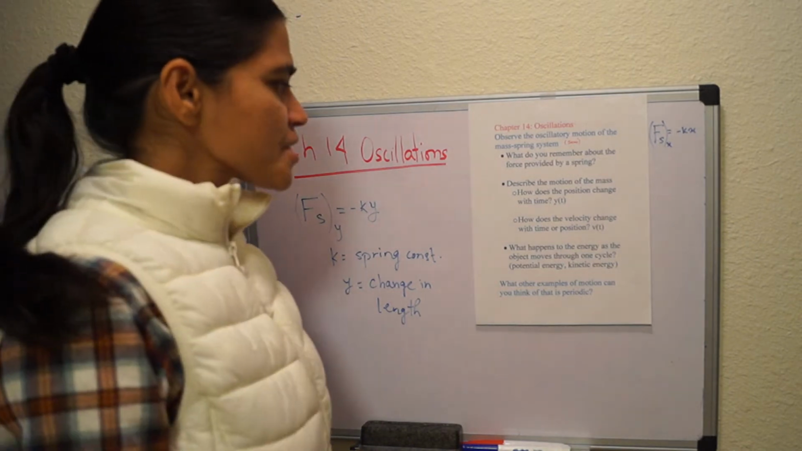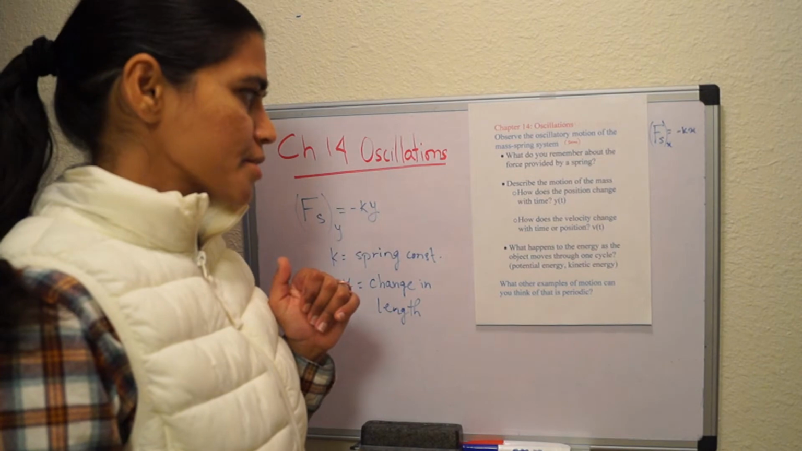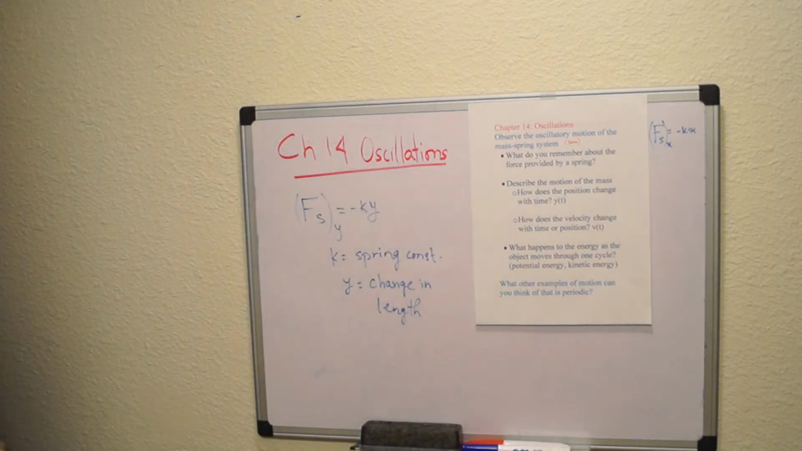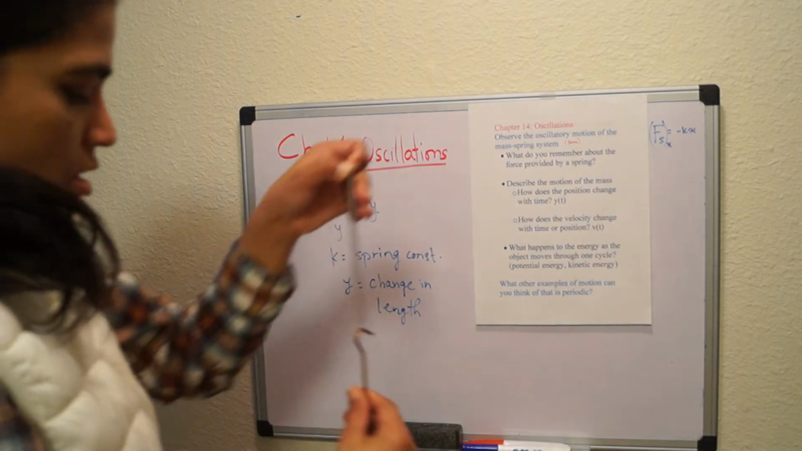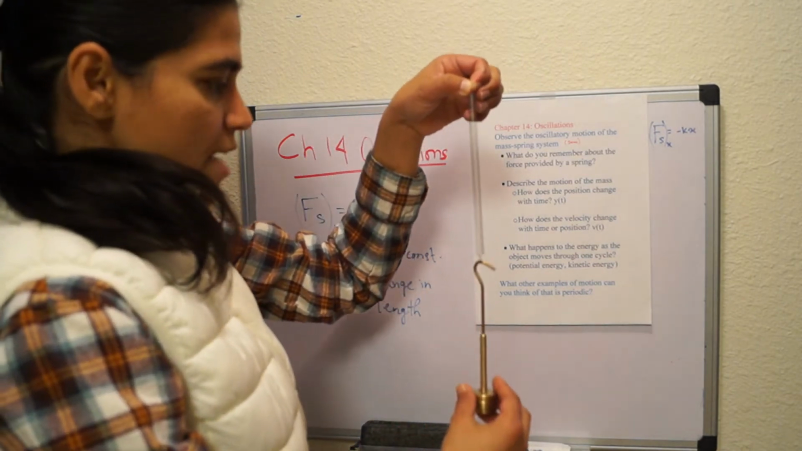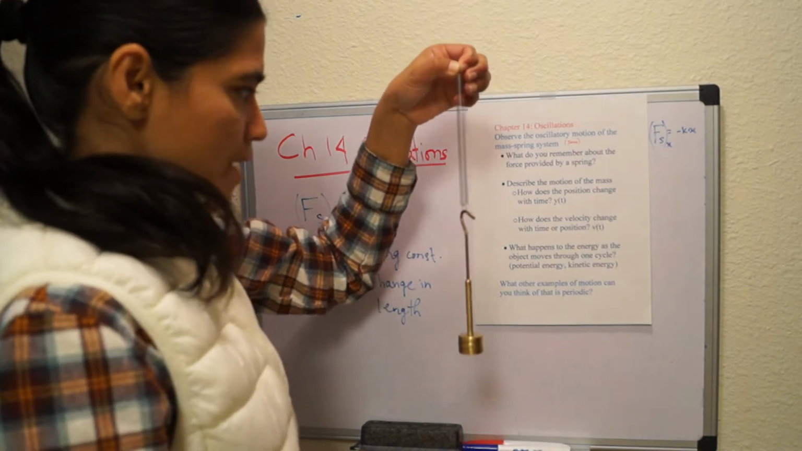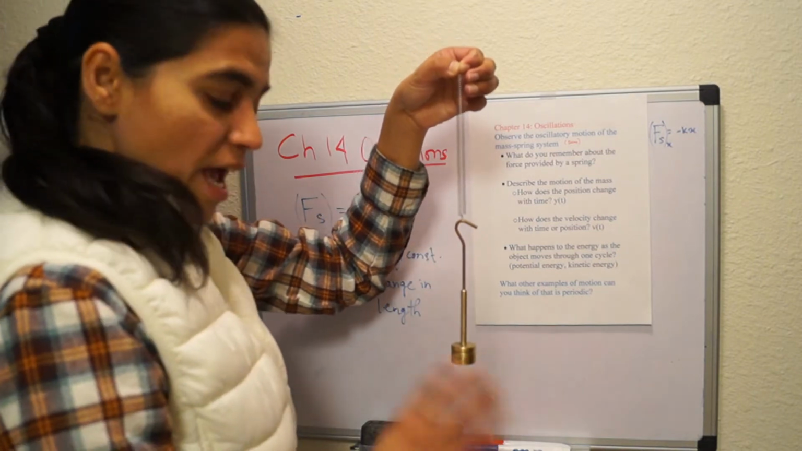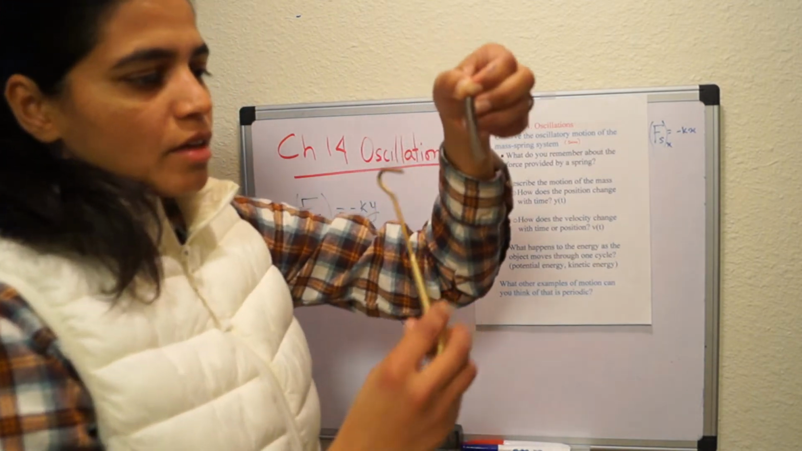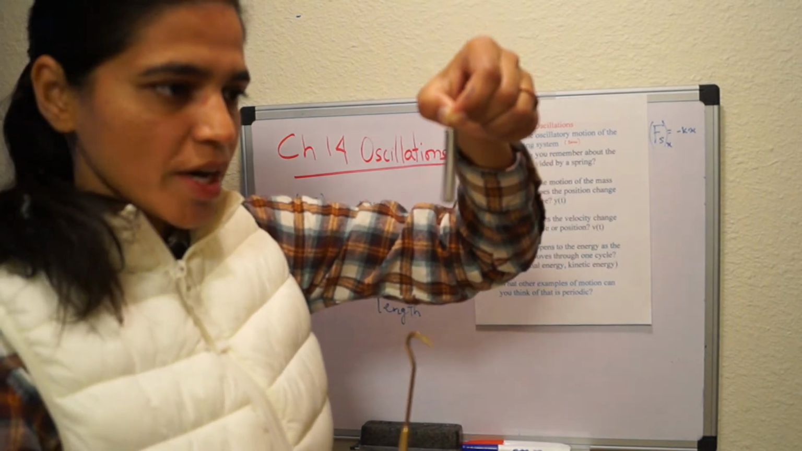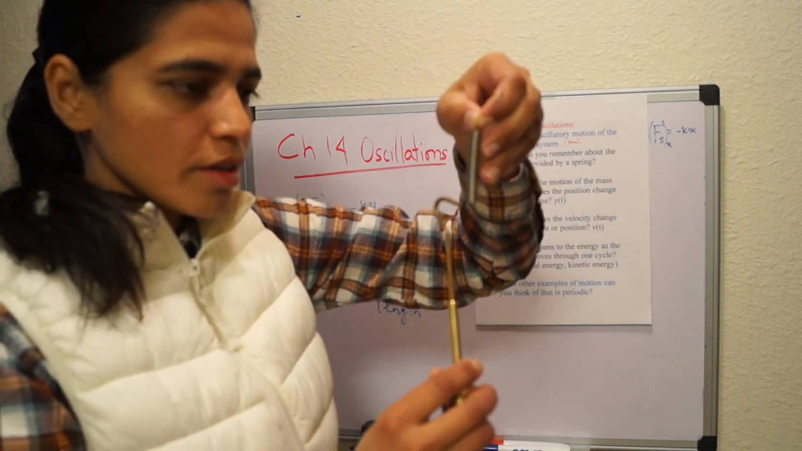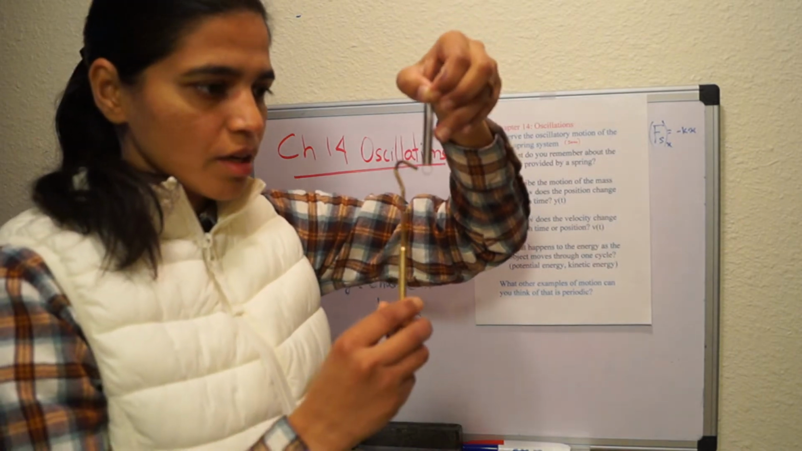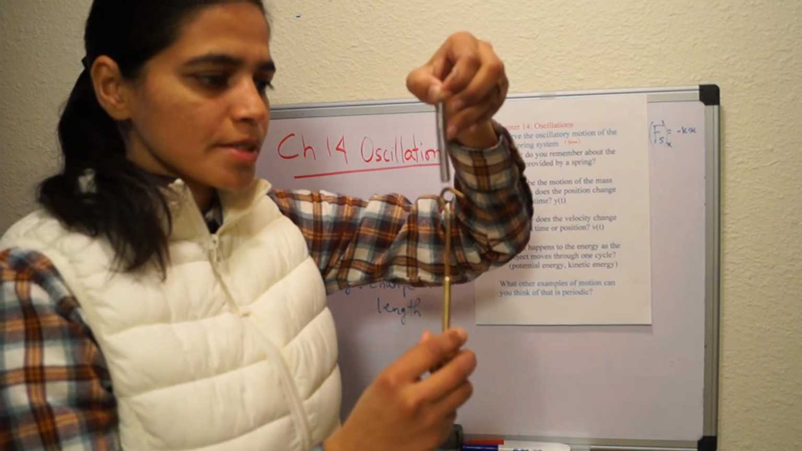Now, let's describe the motion of the mass on this spring. How does the position change as time goes? Let's say when we haven't stretched it, it's like this, right? There is nothing here; this is the original length of the spring. The moment we put this mass on, what happens?